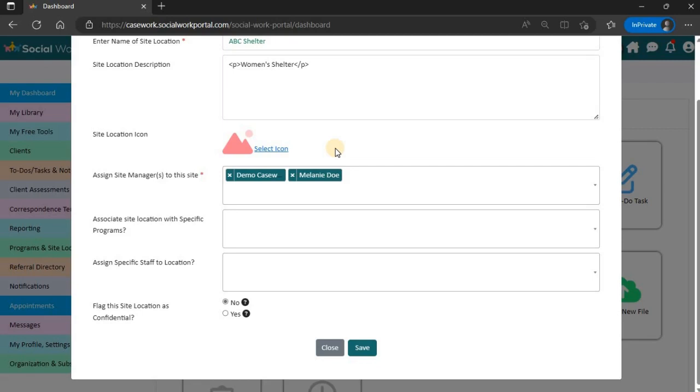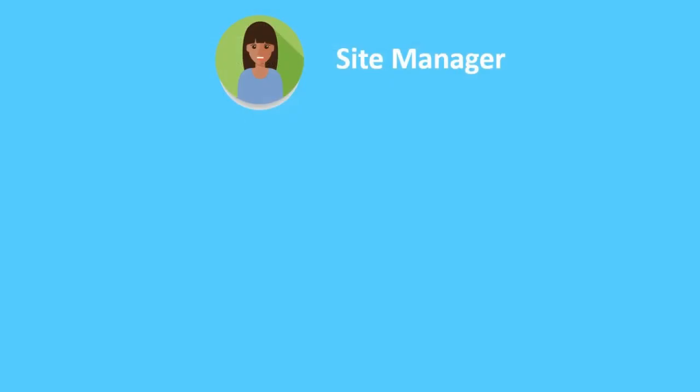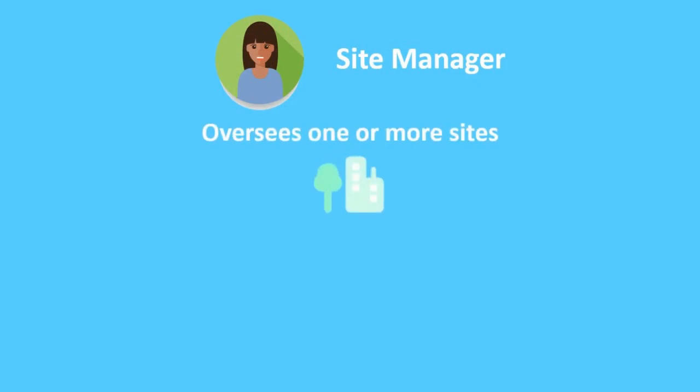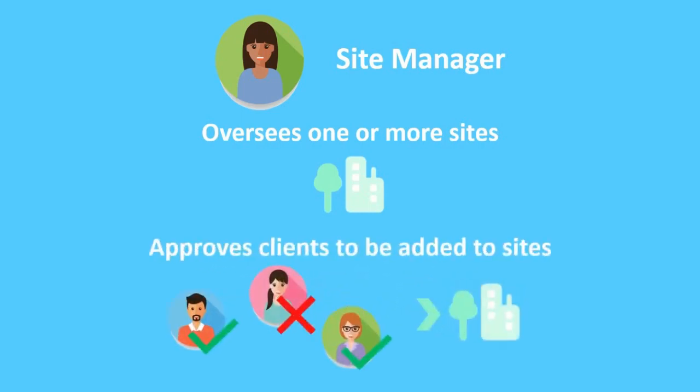Now, while we're talking about site managers, let me tell you what this designation means in Case Management Hub. The site manager has specific permissions allowing them to manage a site location. For example, when a staff member adds a new client to a site location, the site manager will get a notification to approve that client being added to their site. This ensures that a site manager knows which clients are being assigned to their location and can request more information if needed.